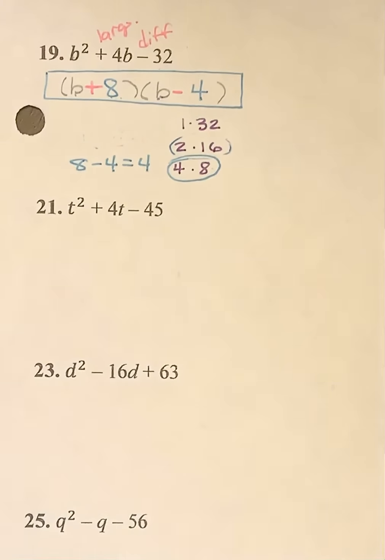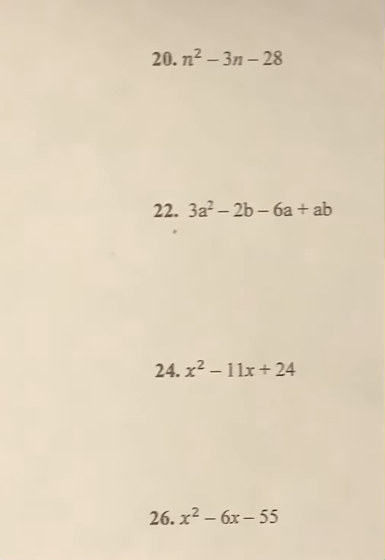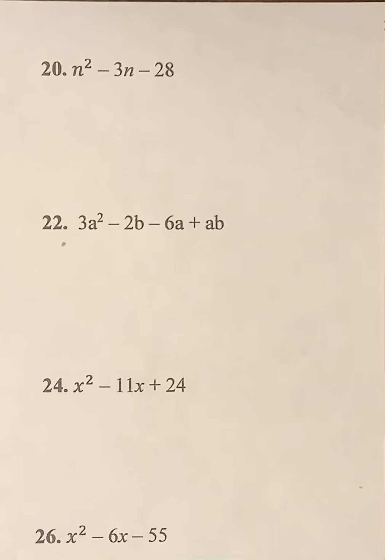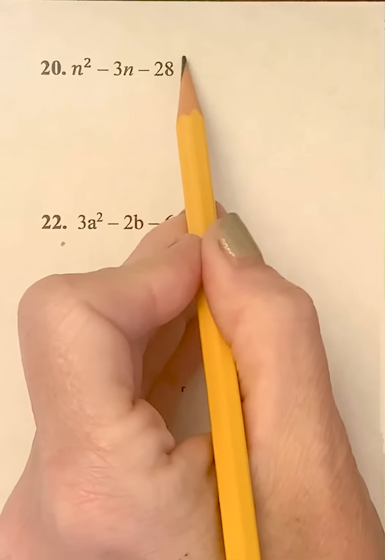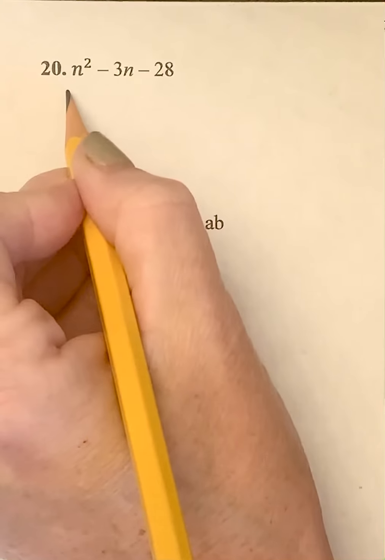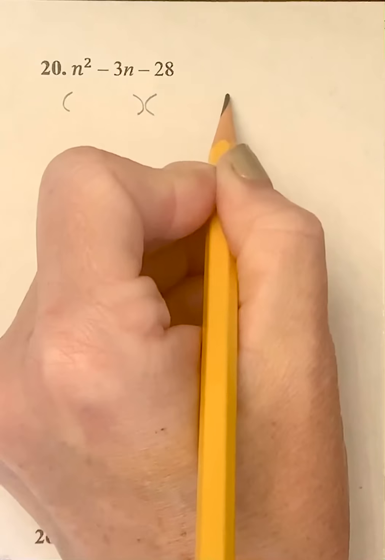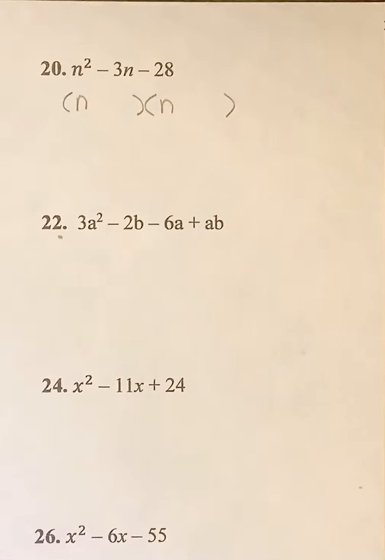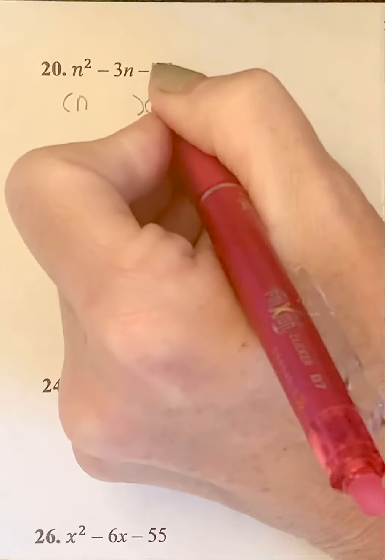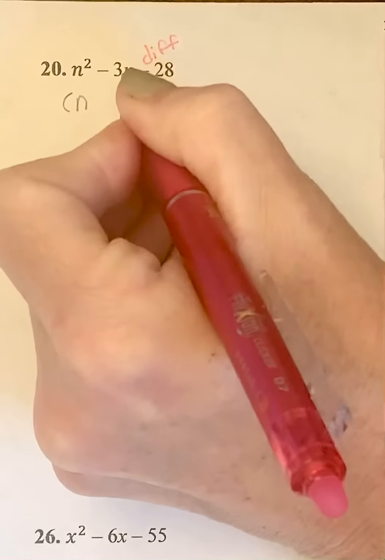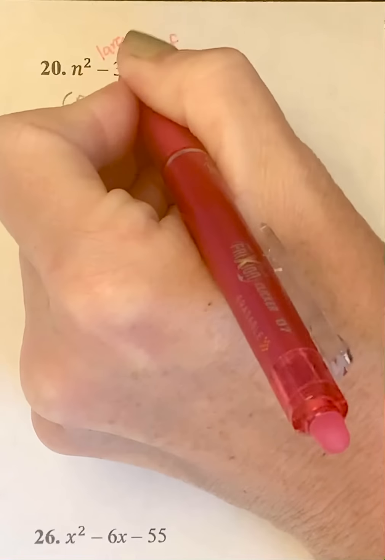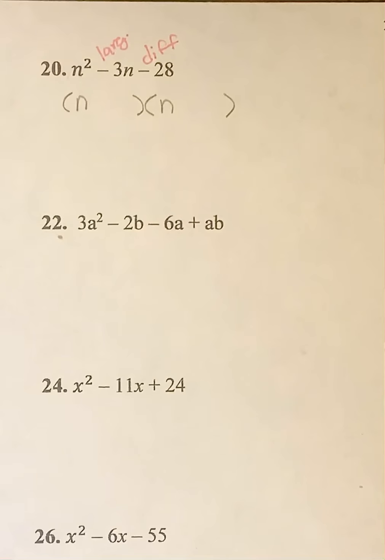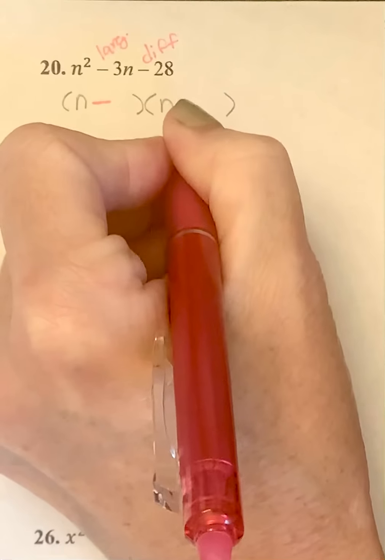Okay, so now we move to number 20. Is there a greatest common factor? No. It is a trinomial. It is in descending order, and the leading coefficient is 1. So I can go ahead and start. N times n is the only way to get n squared. And then for the signs, this tells me the signs will be different. This tells me the larger will be negative. So I'm going to put different signs.